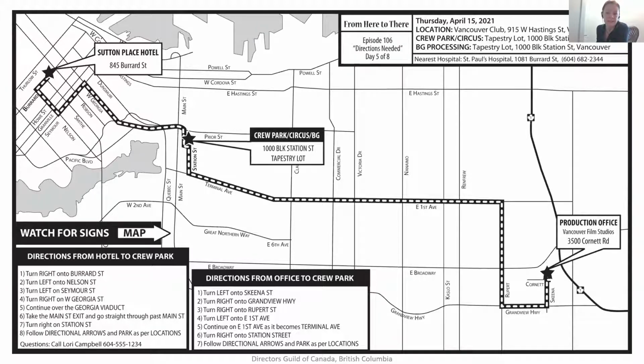Add the production title, the episode information, if applicable, the date, addresses for the set, crew park, circus, and in this case, we've got a BG processing, and of course, the nearest hospital information.